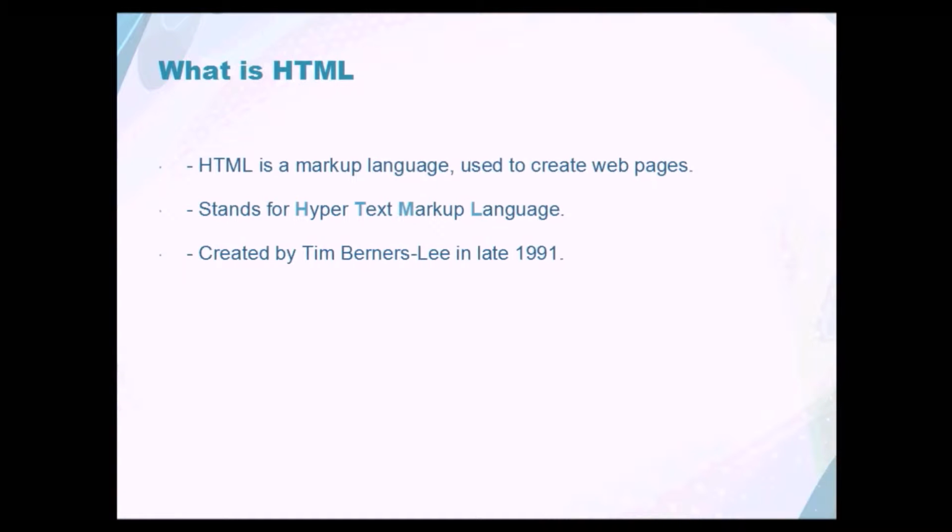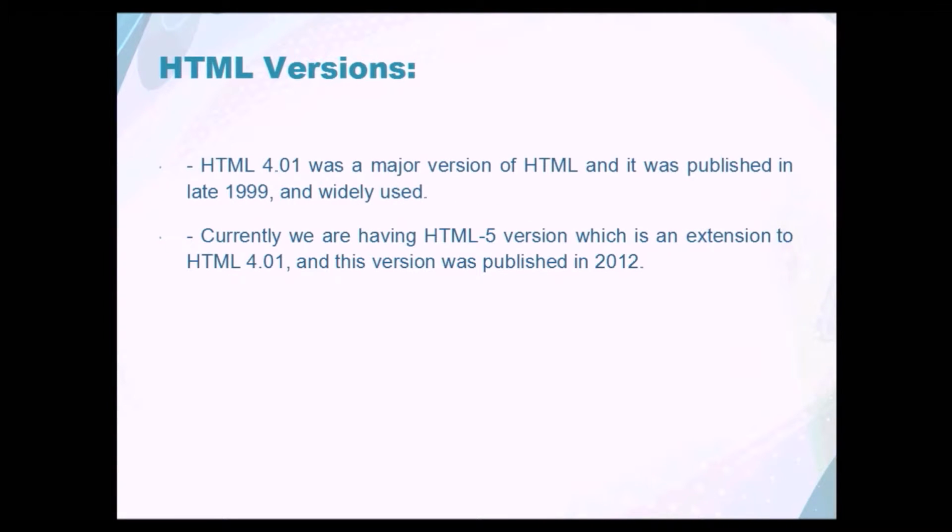HTML was created by Tim Berners-Lee in late 1991. After that, in 1992, there was another version of HTML, that was HTML2. And in 1999, there was a major version of HTML which is known as HTML 4.01, and that one is widely used, and still in many websites people are using HTML 4.01 instead of HTML5. But now we have HTML5 as the current version of HTML, which is an extension of HTML 4.01, and that was published in 2012.